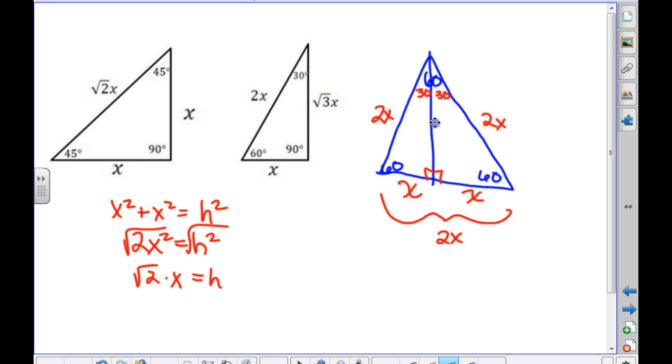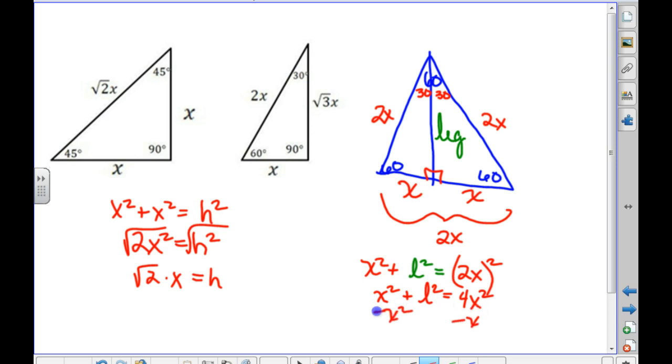Then they said we need to find this leg down the middle. If we look at one of these right triangles, it has a leg of x, a leg of L that we don't know, and a hypotenuse of 2x. Using your brilliant algebraic brains, what is 2x times 2x? 4x squared, right? 2x quantity squared is 4x squared. If I subtract an x squared, I now have that leg squared is equal to 3x squared.